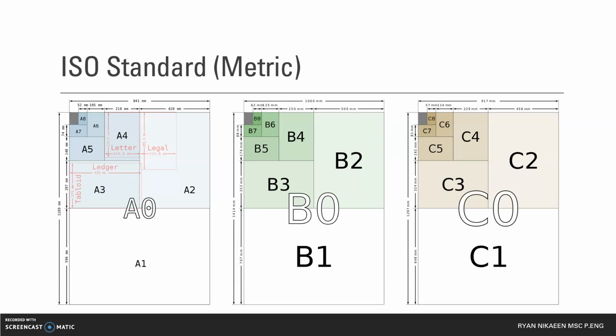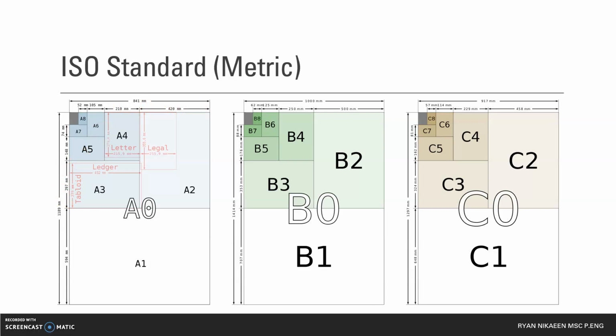In the ISO standard, we have a large sheet that we call A0. A0 is a paper size whose total area is 1 square meter. And if you multiply the width by √2, you're going to get the height.